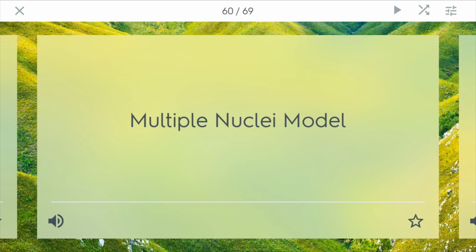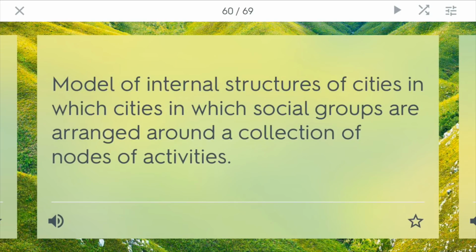The multiple nuclei model. This is a model of internal structures of cities in which cities and their social groups are arranged around a collection of nodes of activities. Where people like to hang out, this is how this model is created.